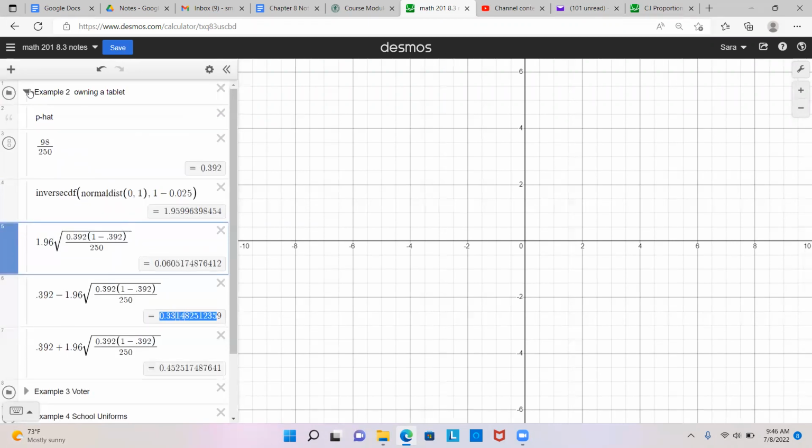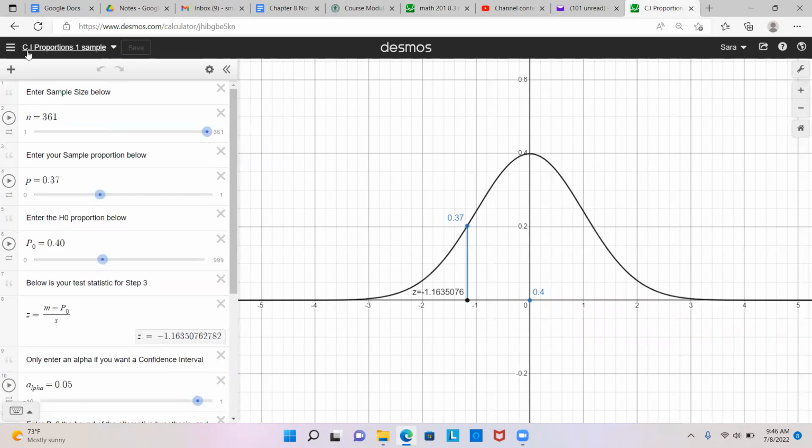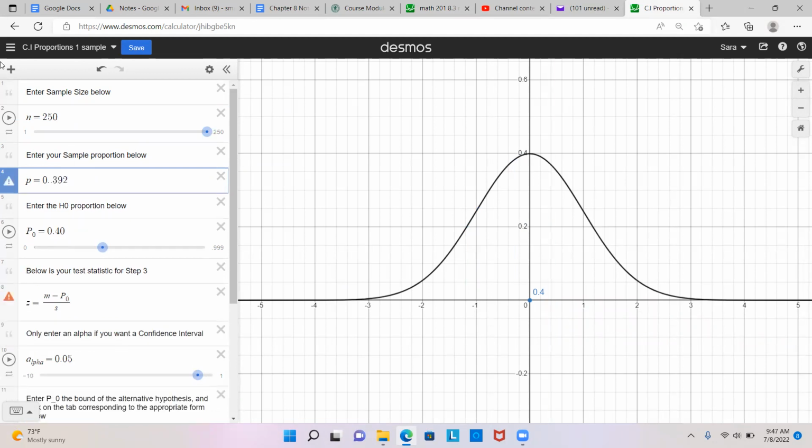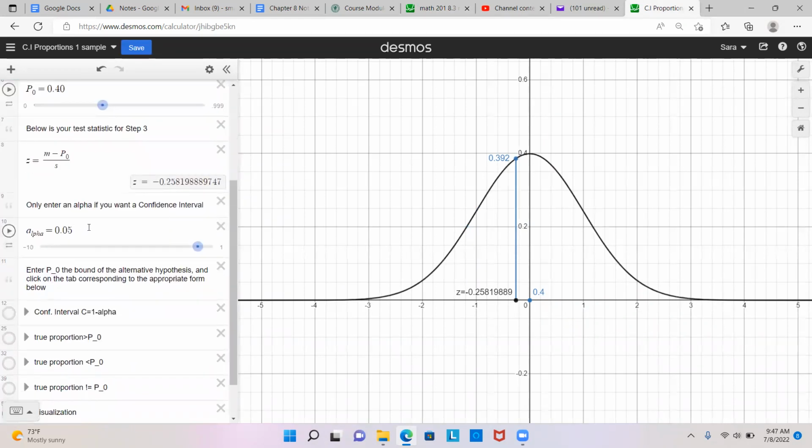And I'm going to show you this using the other, the title will be CI proportions for one sample. So you're going to enter your sample size of 250. We're going to enter our proportion that we came up with, which was 0.392. Oops, I have too many decimals. Okay. We don't need an H though, because we're going to use this HO in chapter 9 for hypothesis testing. But we do need to put in our alpha. So our alpha we said was 0.05. And then we're going to click right here where my arrow is.